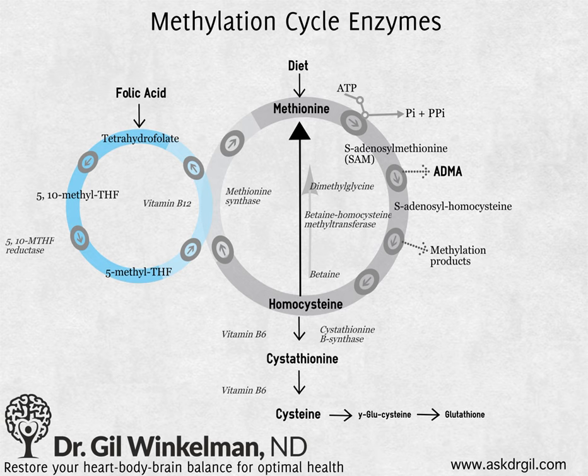Now, when you look at the cycle, those genes are actually on the left side, and you'd think that if those genes aren't working, then he should be overmethylated. So it should be on the folate side of the methylation cycle.